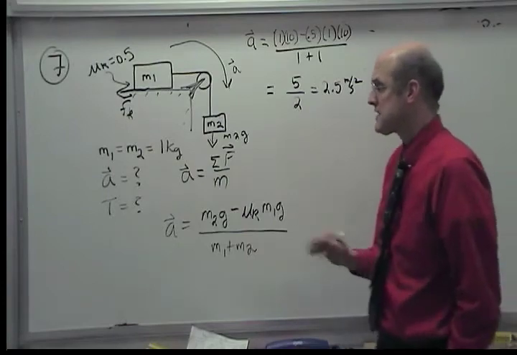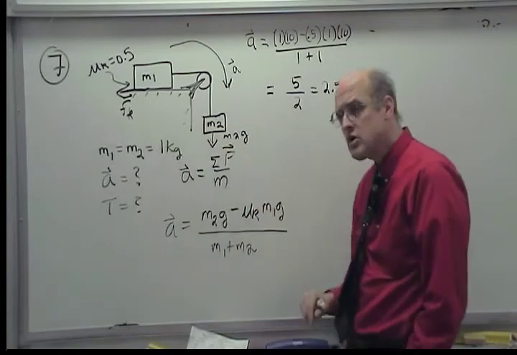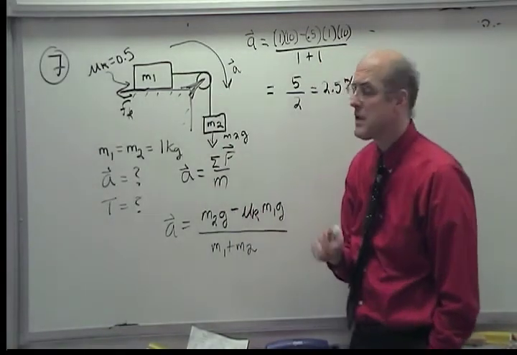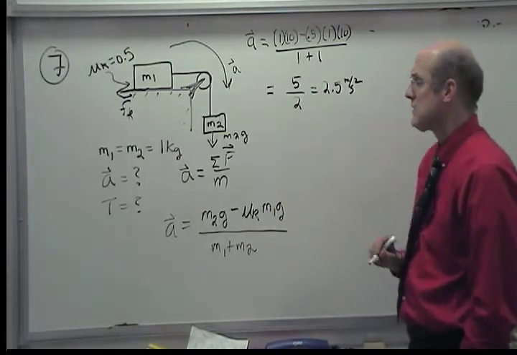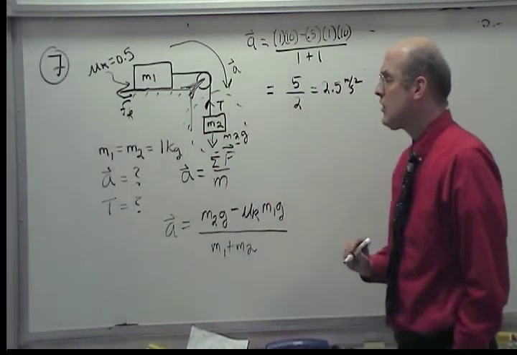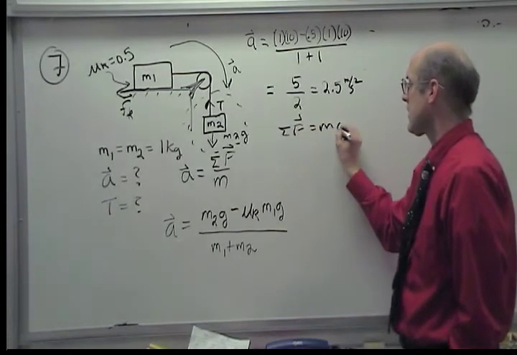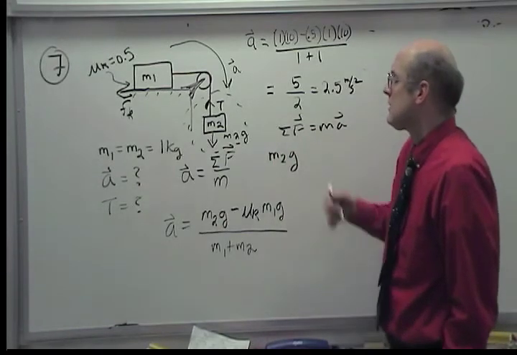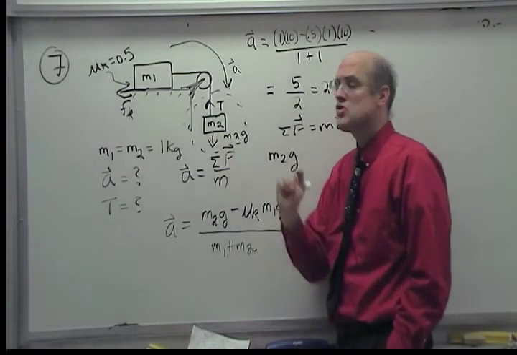Now, the tension is internal to the system. However, if I isolate M2 or I isolate M1, then the tension suddenly becomes an external force. I'm going to isolate M2. Okay, so if I isolate M2 and apply Newton's second law, I have here net force is equal to ma, where the net force now would be M2g, which acts downward, and tension, which acts upward.